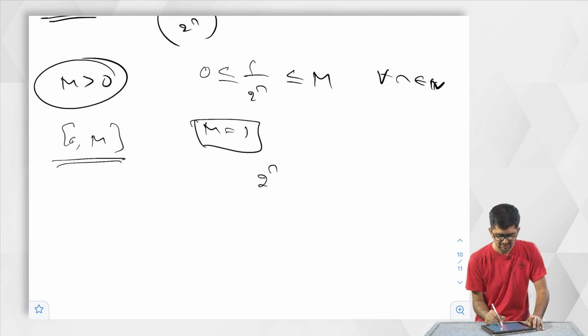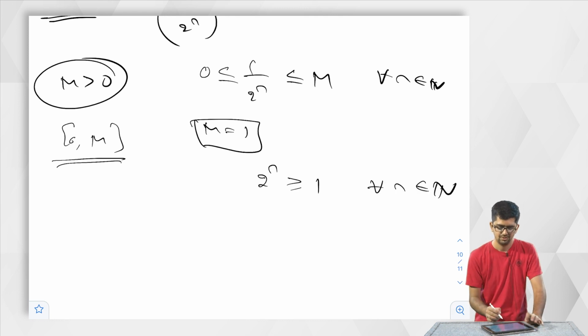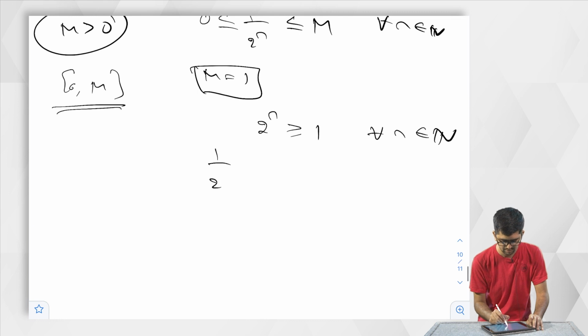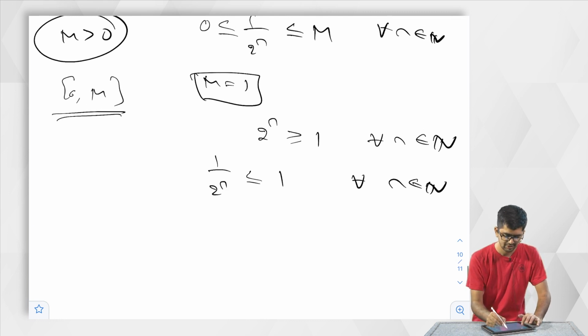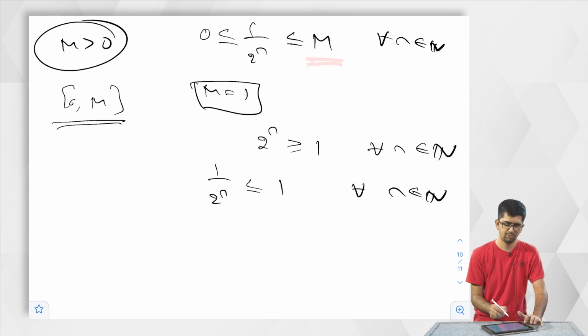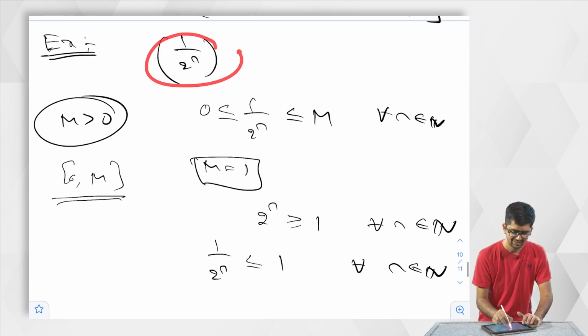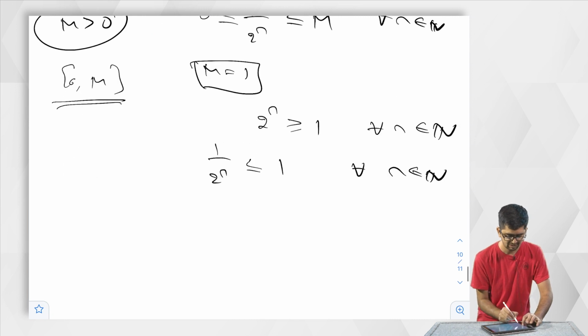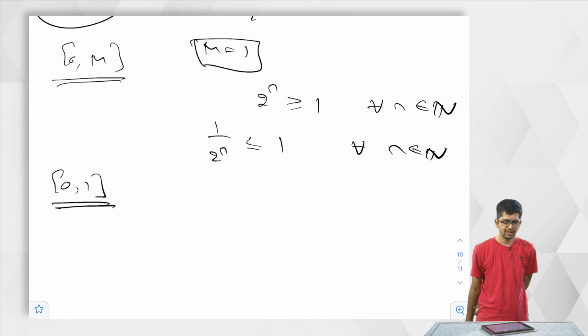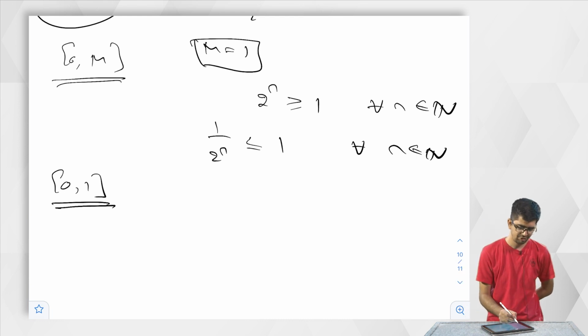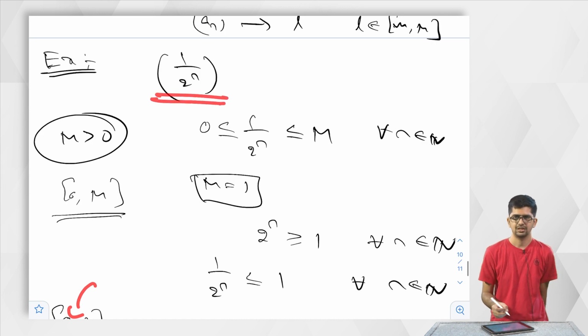So 2 power n is greater than 1 for every n belongs to N. So 1 by 2 power n is less than 1 for every n belongs to N. So M is equal to 1 is one bound. So if this is convergent, it should converge to some element in [0, 1]. And the same trick, we should look for some element here to which this sequence converges.